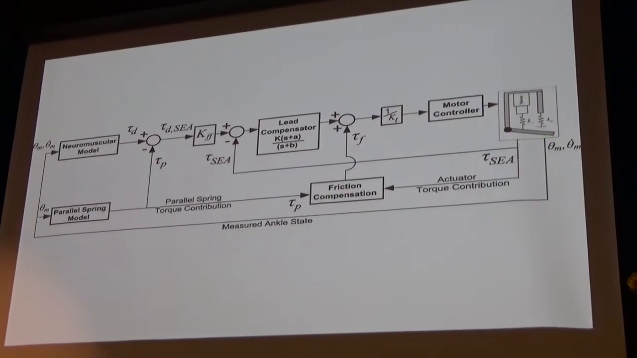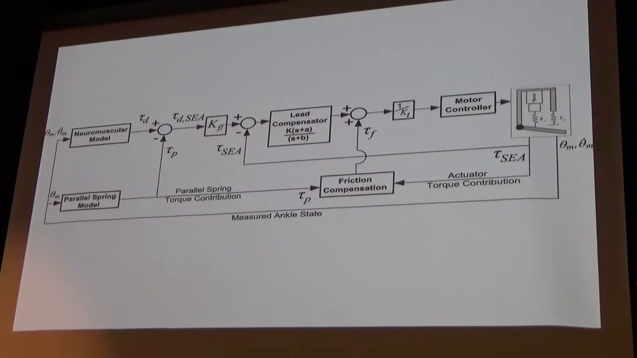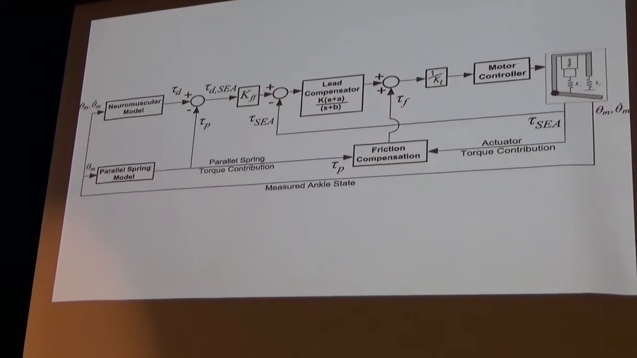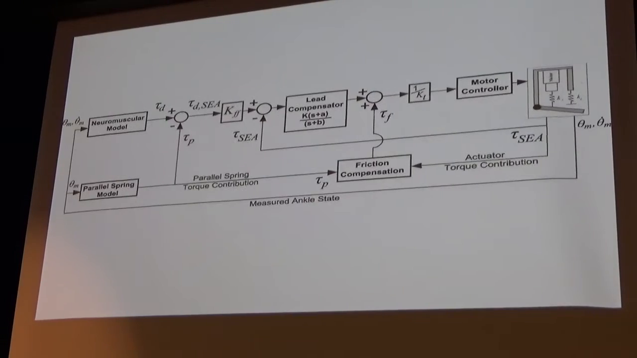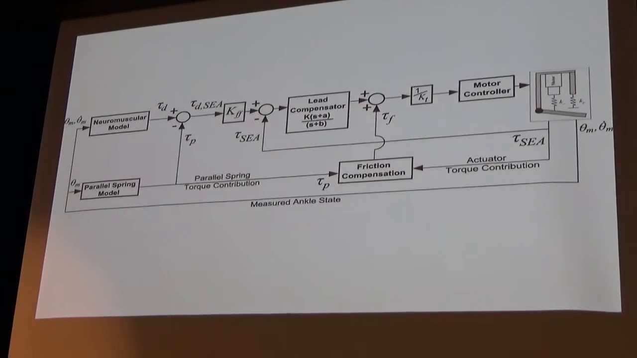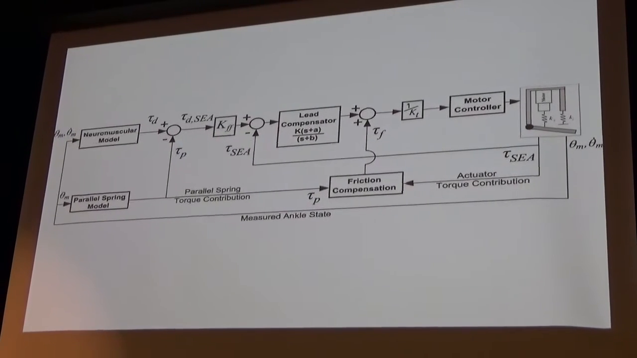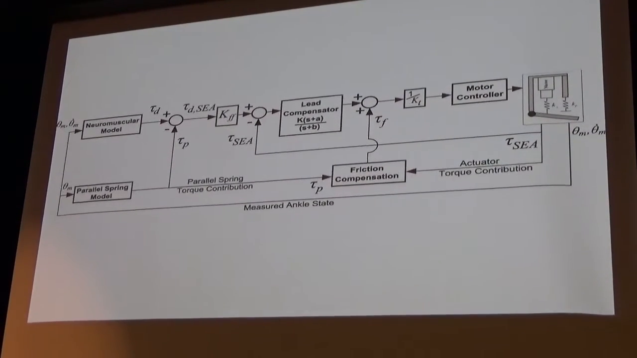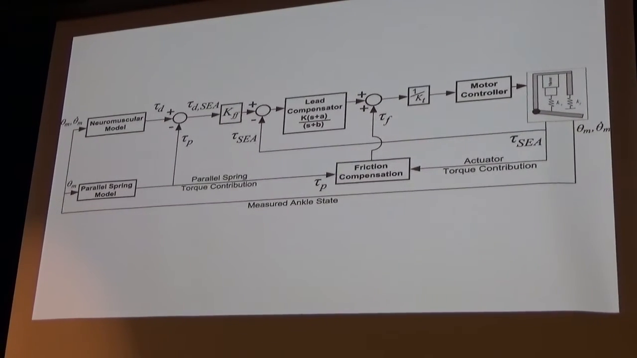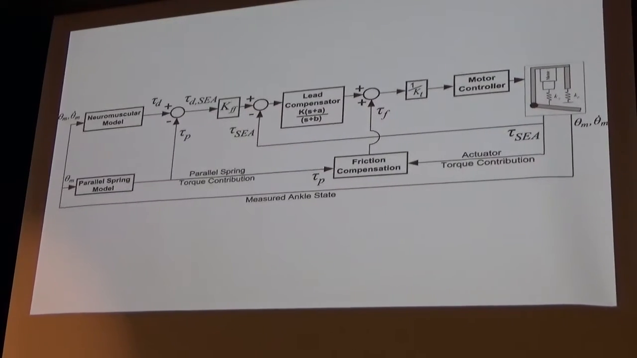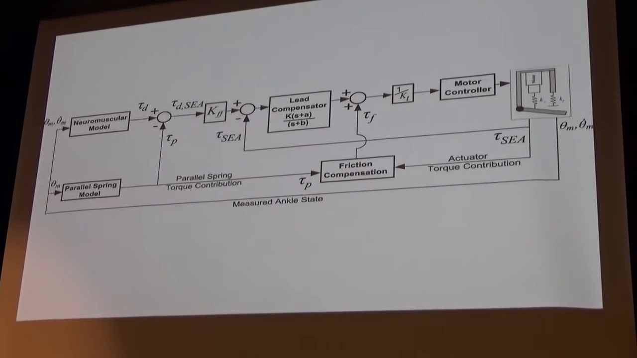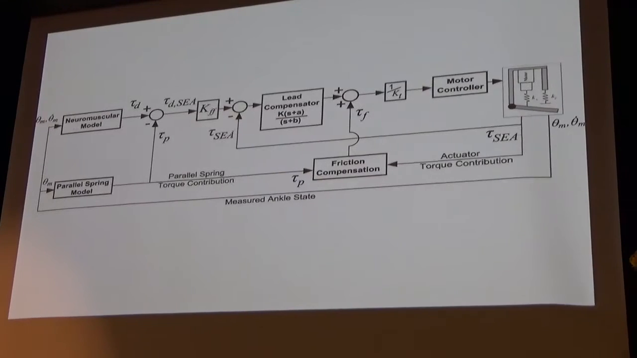So control system, we basically have an internal biophysical representation of the missing leg that we input joint state, measure joint state, and the model tells us the desired torque, and then we have a robotic feedback control system that tracks that torque.